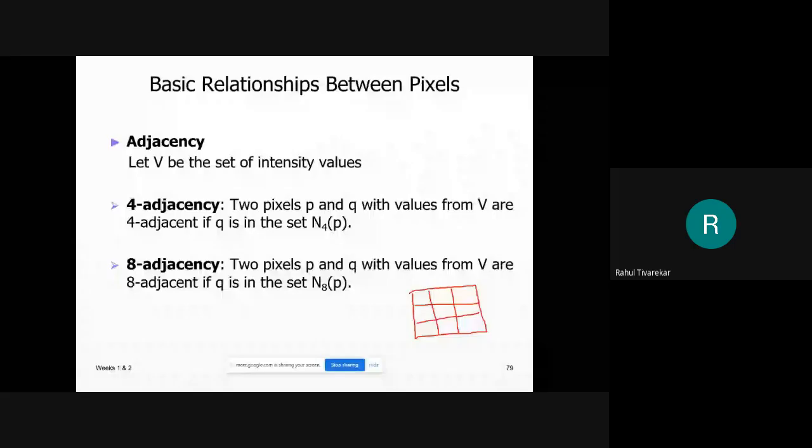So suppose I will sketch here. Okay, these are 3 cross 3 pixels, so an image with 3 cross 3 pixels. Can you see the image that I have sketched, a matrix of 3 cross 3? Can you see that?